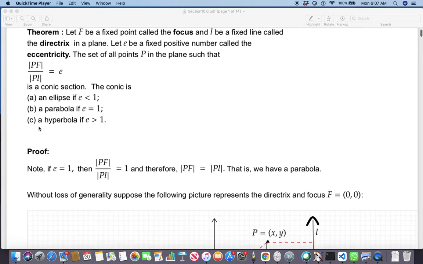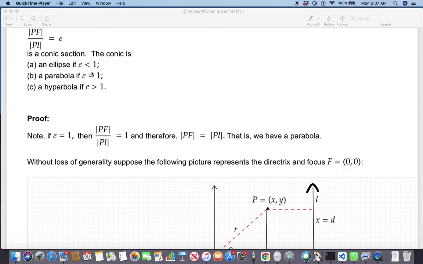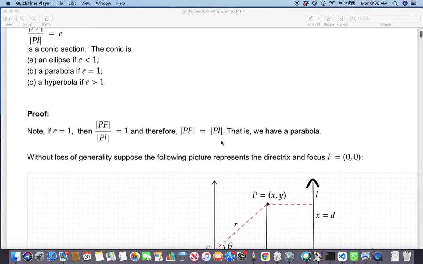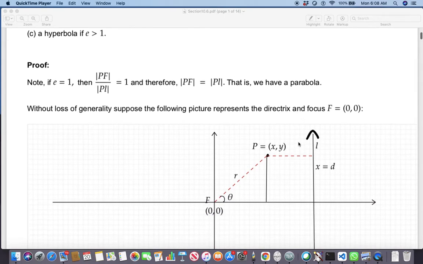Okay, let's look at the proof. If e equals 1, then this ratio, the distance of P from F to the distance of P from L, equals 1. Multiplying across, you get the distance of P from F equals the distance of P from L. This is the definition of a parabola.